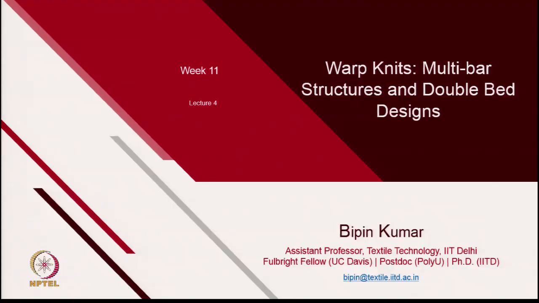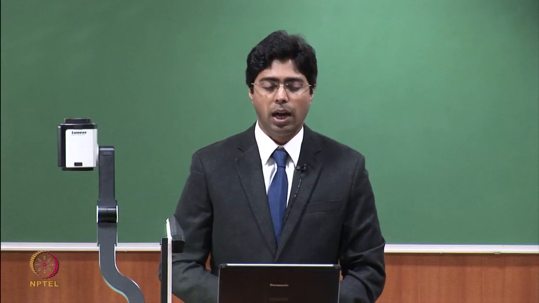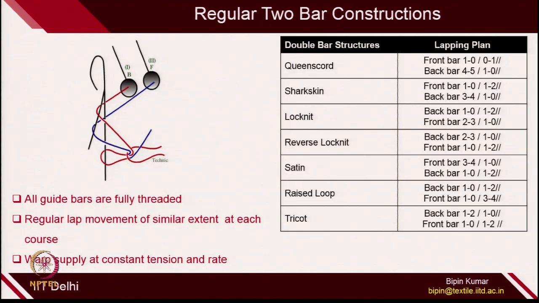Although these structures are not used so much compared to 2-bar structures, they are of high technical importance. So, in specific applications some of these structures are used. These structures are very complicated in nature, and their lapping plans and lapping diagrams are also complicated. I have selected only a few samples which were available to me, and I am going to explain how these samples were created using multi guide bar or double bed Raschel machines. So, let us move on.